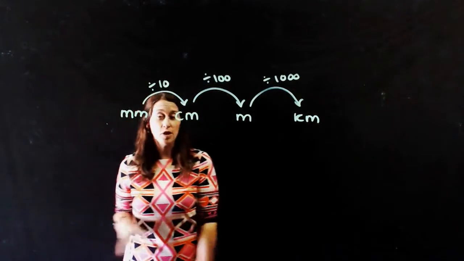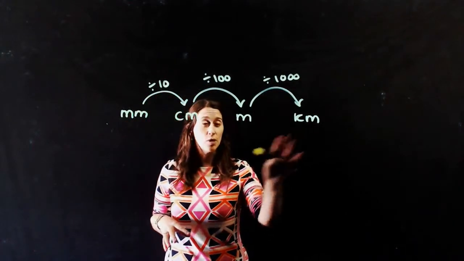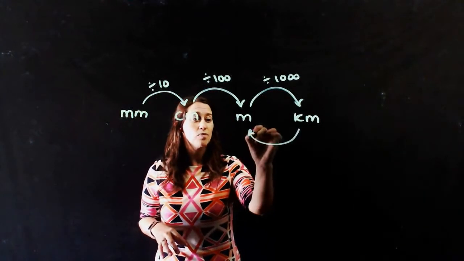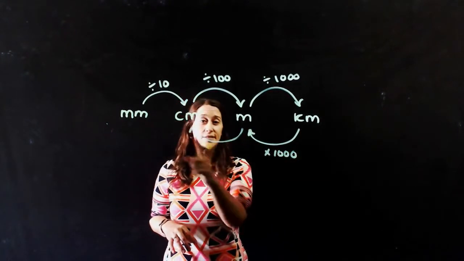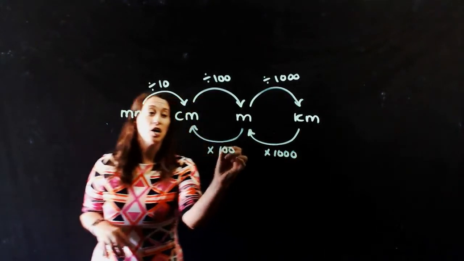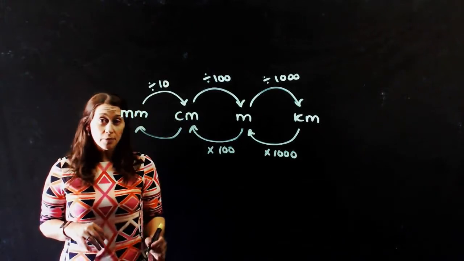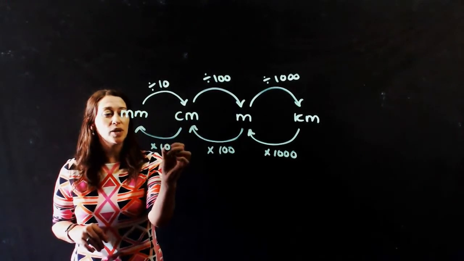Likewise, if we need to go in the opposite direction, if we need to convert kilometres back into metres, we're going to multiply our answer by 1000. Converting metres to centimetres, we're going to multiply by 100. And converting centimetres to millimetres, we're going to times by 10.